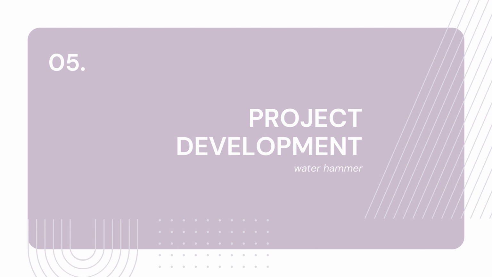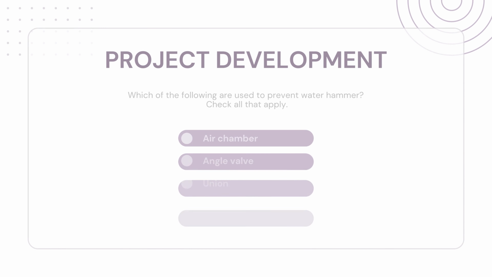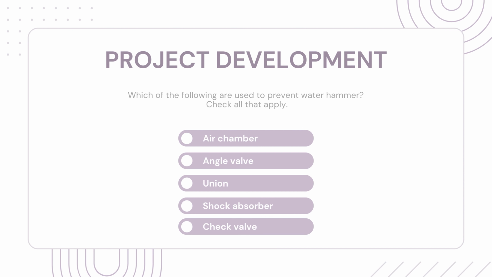Now on to project development. Which of the following are used to prevent water hammer? Check all that apply. Air chamber, angle valve, union, shock absorber, check valve. And the answer is air chambers and shock absorbers.